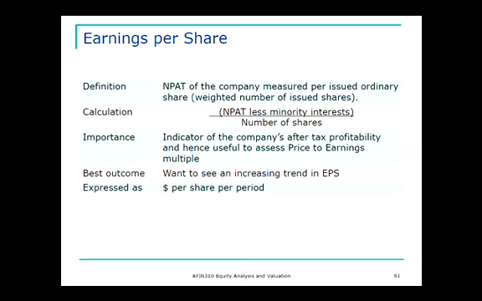We calculate this as NPAT minus minority interests, which are dividends of preference shares, and divide the number by the number of shares. Note that the number of shares changes, so this will always be changing. It is more accurate to use a weighted average number of shares, but for simplicity we usually just use the number of shares at the end of the period to make it easier to calculate.